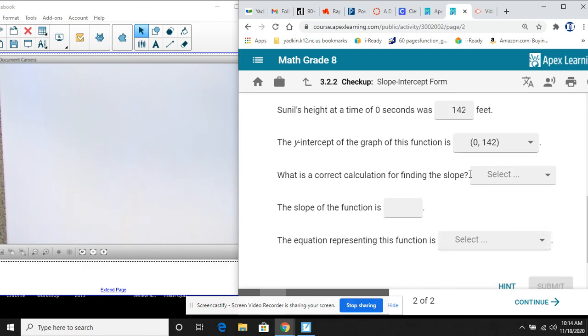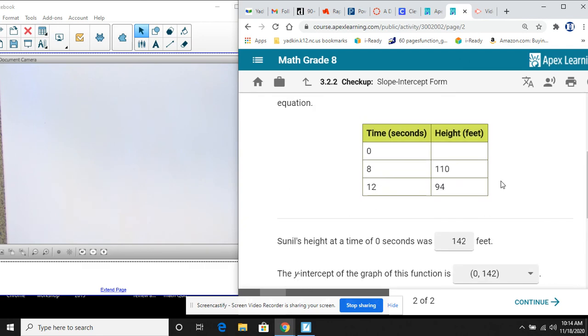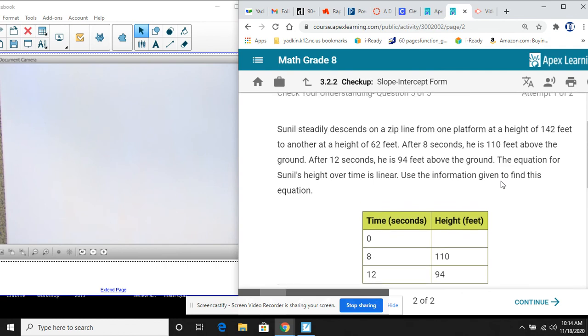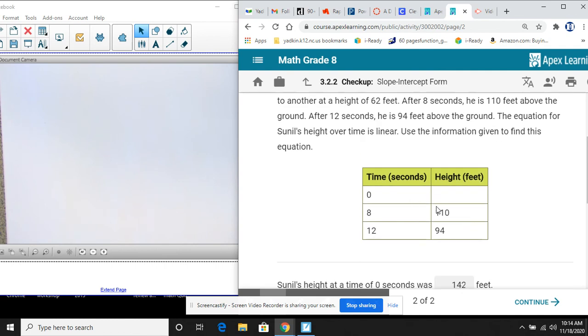What is a correct calculation for finding the slope? So let's look at our 2 ordered pairs. Well, they're in the table too, and I'm going to have to do this on the next video because I'm about to run out of time.